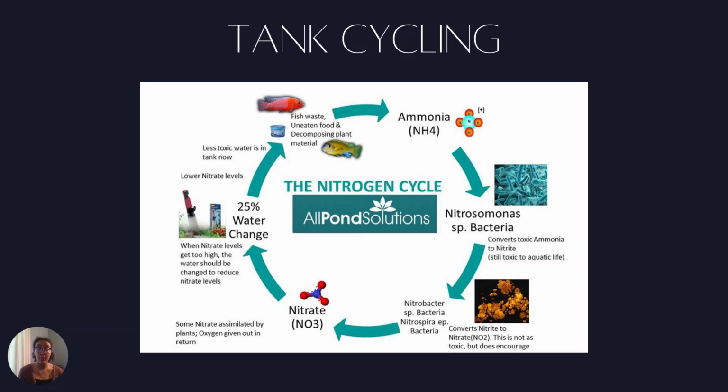This is the most important aspect in starting a new tank. This is called the nitrogen cycle. The nitrogen cycle describes the process of beneficial bacteria breaking down ammonia from fish poop and fish food to nitrates and nitrites. Ammonia, nitrates, and nitrites can be toxic to your fish and kill them.